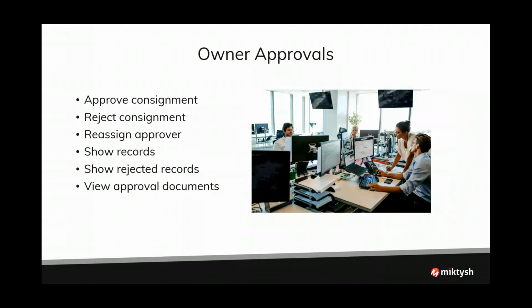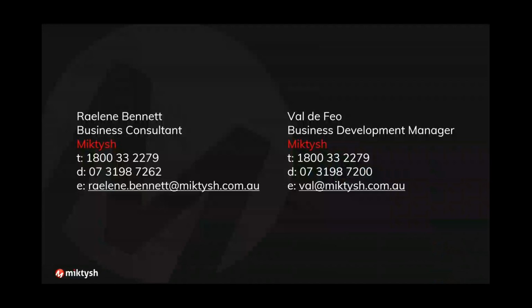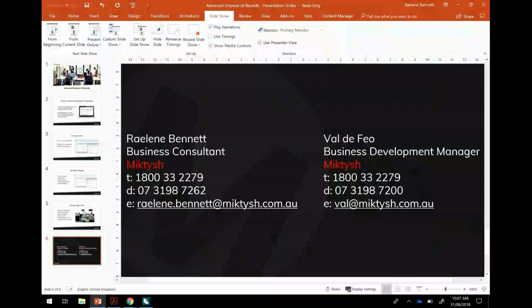In terms of owner approvals, I'm going to show you what happens when an owner needs to approve a consignment, and how they can be rejected. So you can approve, reject, and reassign as an owner. They can also view the records. There's a show records function available to do that. They can show what's been rejected under the consignment, and they can also view approval documents attached to those. I'll come back to that slide shortly, and we'll start actually having a look at what it is that I'm talking about.